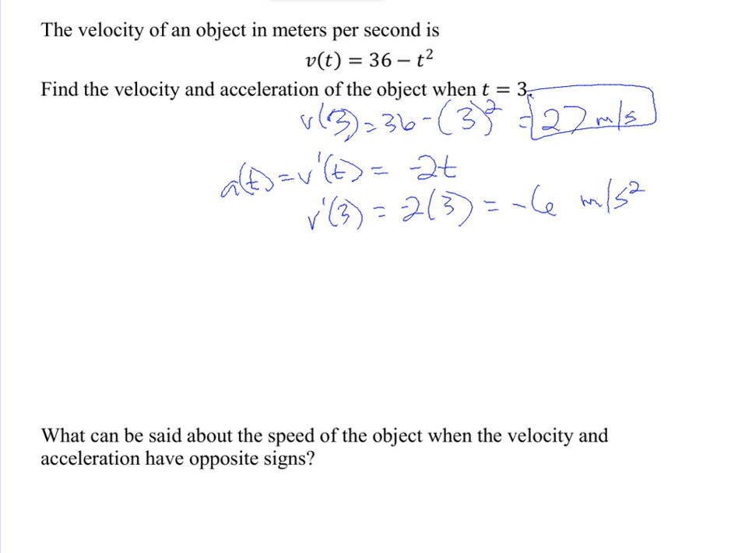What can be said about the speed of an object when the velocity and acceleration have opposite signs? It will slow down. Not eventually. It is slowing down now. So the velocity of this thing is 27 meters per second. The acceleration of this thing is negative 6 meters per second squared. I don't care what direction this thing is going, up, down, left, or right. The acceleration is going the other way, which means the object is decelerating.